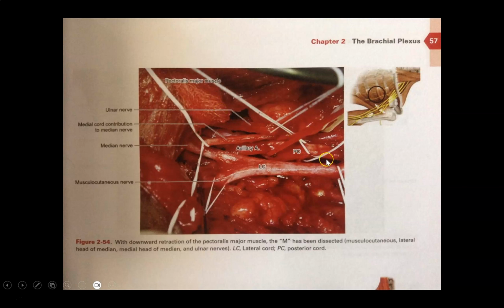Another view. Here is the lateral cord, and here is the axillary artery. Here is the posterior cord, and here is the medial cord. Lateral cord, lateral to the axillary artery. Posterior cord, posterior to the axillary artery, second part. Medial cord, medial to the axillary artery.